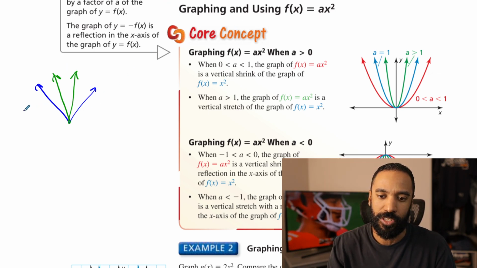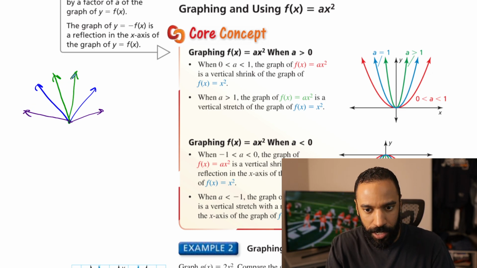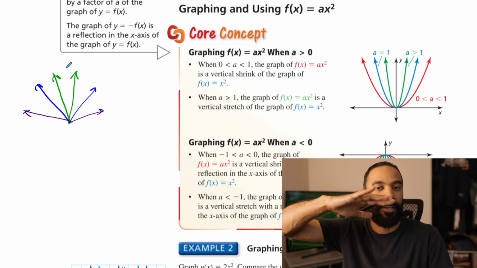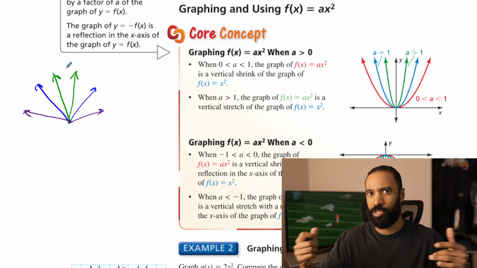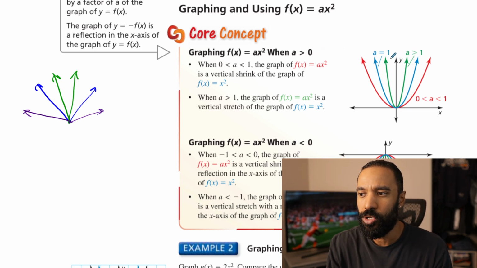And if a is less than 1 like this, it can be a vertical compression or vertical shrink, as they say. Like 1/2, you compress it more vertically. The domain's all real numbers. It goes forever left and right. We're talking about how tall it goes with respect to those x values. So they're doing the same thing here.